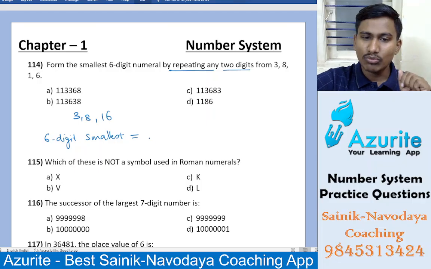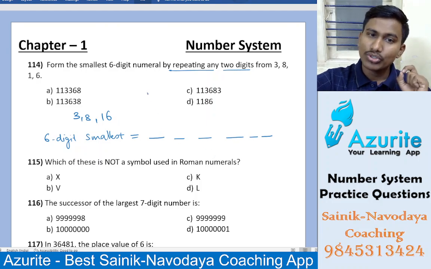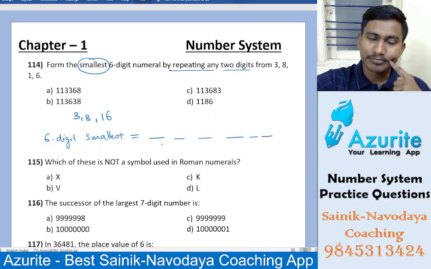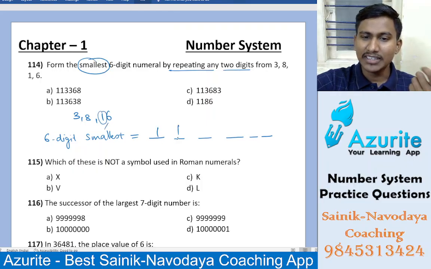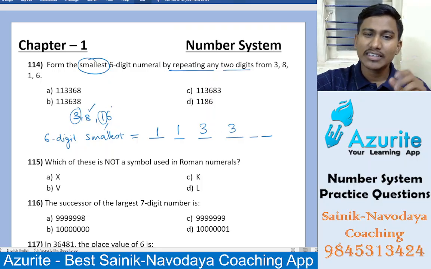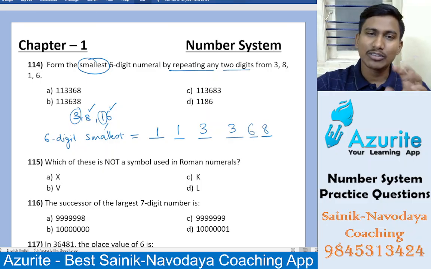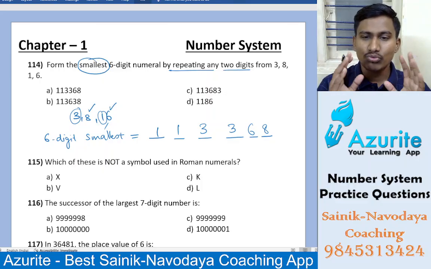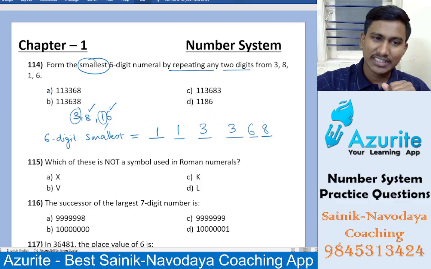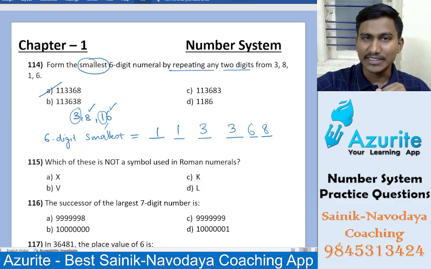So if you take 1, 2, 3, 4, 5, 6 places, to form the smallest number we have to repeat the smallest digit first. Which is the smallest digit here? 1 is the smallest, so let us repeat that. After that, 3 is the smallest, so repeat that also. And then 6 and 8. So if you take 6 here and 8 here, that will be the smallest. So 113368 is option A.